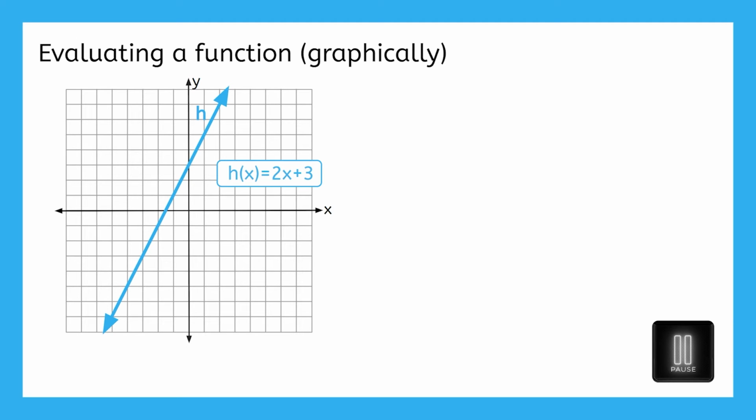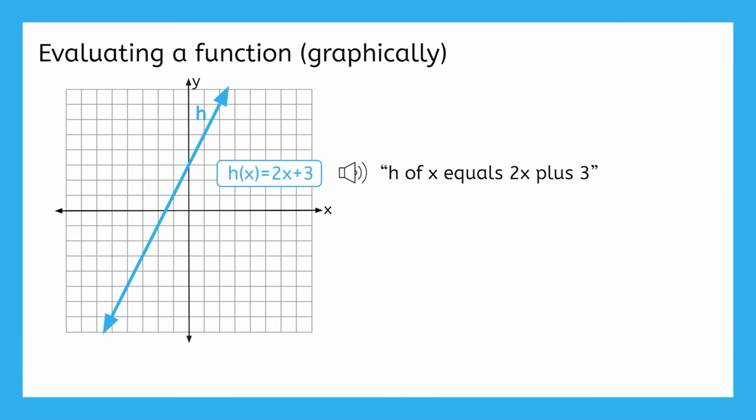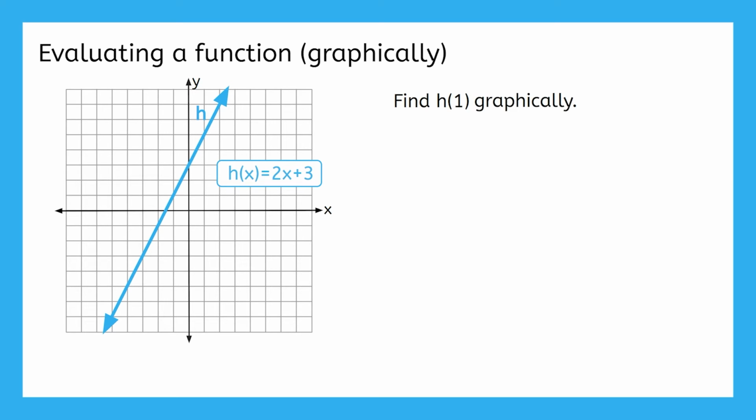Pause the video here. How would you say this function's notation out loud? We would say h of x equals 2x plus 3, or 2 times x plus 3. What if we want to find h of 1? How can we do that? Well, we have the function notation, so we could find it algebraically like we did before, but since we have the graph, we can also find it graphically. So let's give that a try.